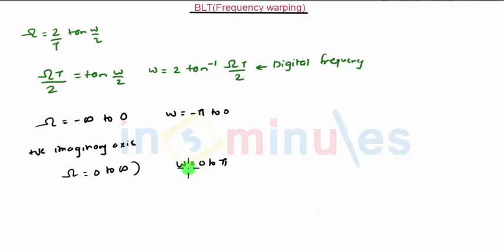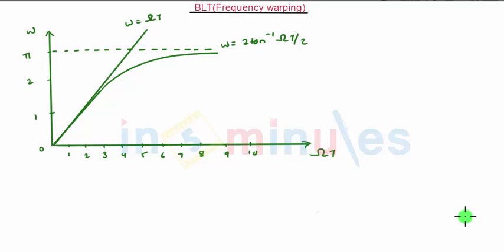Let us actually see what effects happen on the graph. As we can see on the graph, this is the impulse invariance transformation method graph, that is the impulse invariant, and this is the bilinear transformation, and this change is called frequency warping. Let us understand in much more depth.